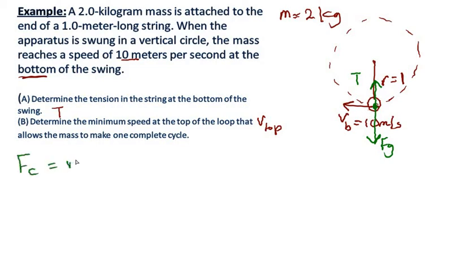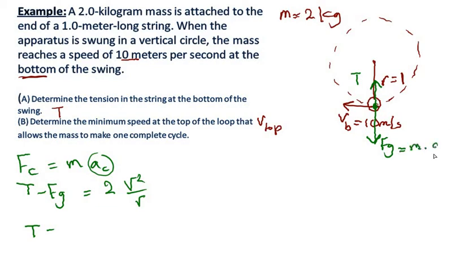Fc equals mac. Fc is the sum of the centripetal forces, the forces toward the center minus the forces outward. That's T minus Fg equals m times ac, and ac is v squared over r, as we calculated before. The tension is the unknown, minus Fg. Fg is the mass times the acceleration of gravity, mass times g, 2 times 10, and this is 20 newtons.